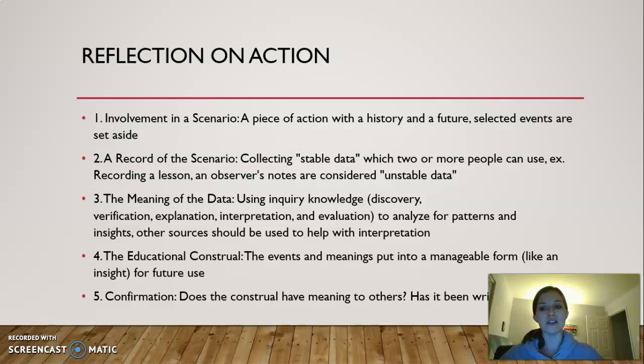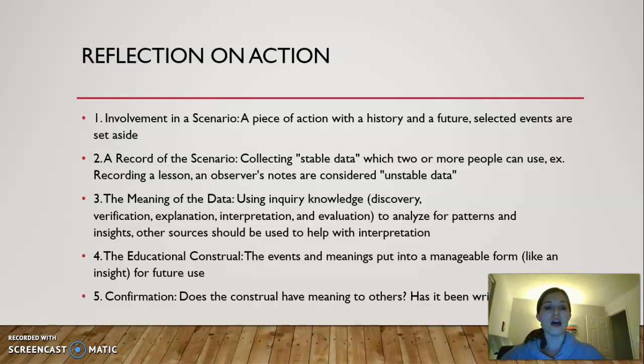And that immediately leads into number 4, which is the educational control, which tells us that the events and meetings are put into a manageable form. So giving us an insight for future use. What can I do in the future to better my education, or what can I do to even take the students further if they did well?